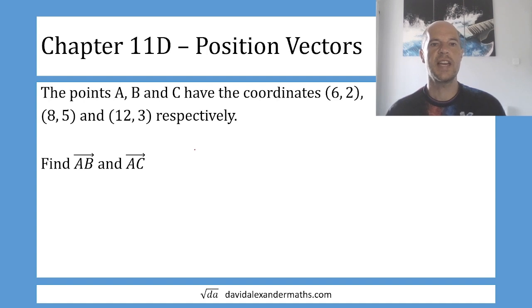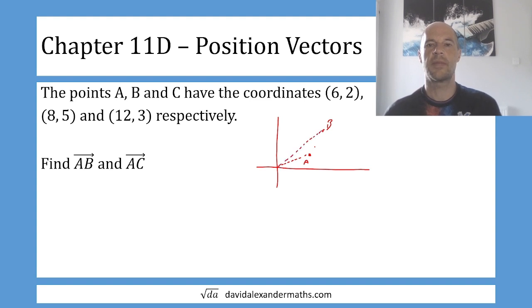Okay, so the points A, B and C have the same coordinates and we want to find the vector AB. So if I just do a quick sketch, 6 along and 2 up, this is point A, and we know that from the origin that is 6 across and 2 up, and B is (8, 5). So this is B here, that is 8 along and 5 up. We want to work out the vector AB.